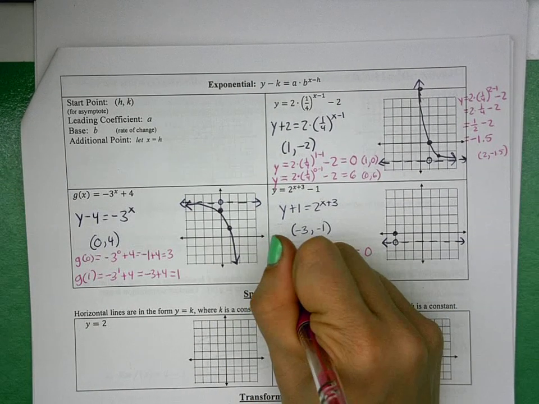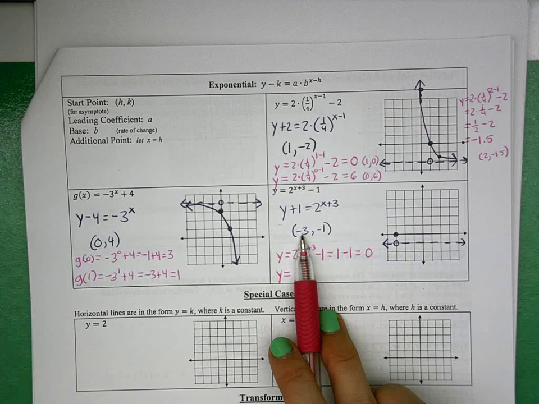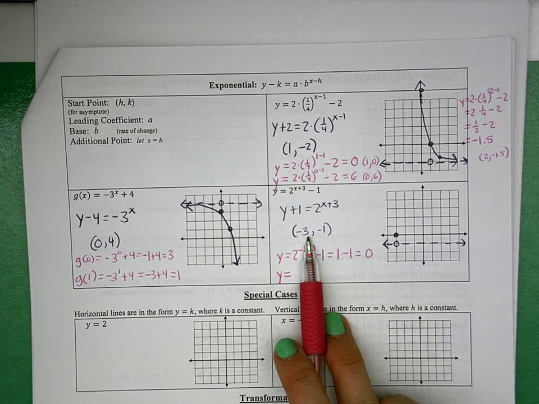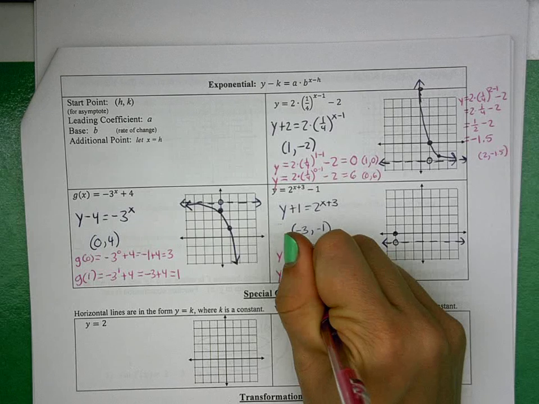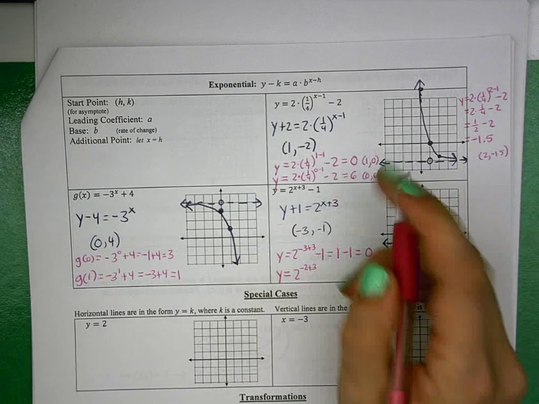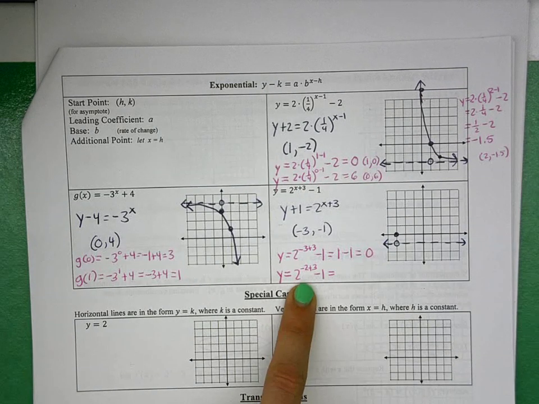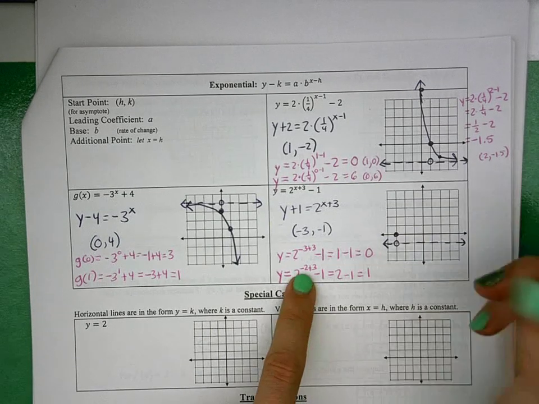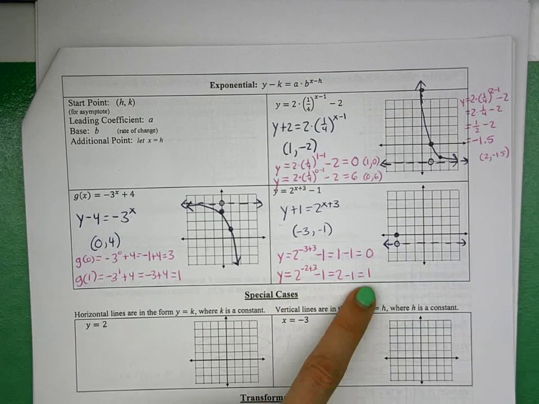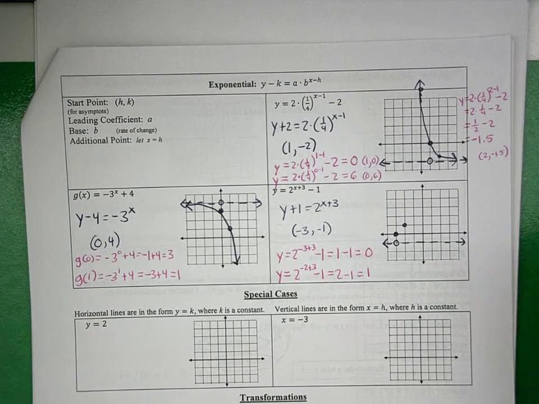And then for the second value, I'd plug in something relatively near negative 3. So I'm going to plug in negative 2. So we have y equals 2 to the negative 2 plus 3, minus 1. Negative 2 plus 3 is 1, so 2 to the first is 2, minus 1 is 1. And so my second coordinate point is x equals negative 2, y equals 1. And with that, you've got your function.